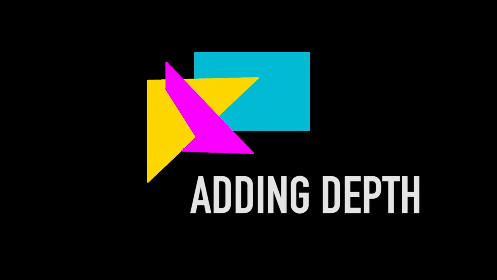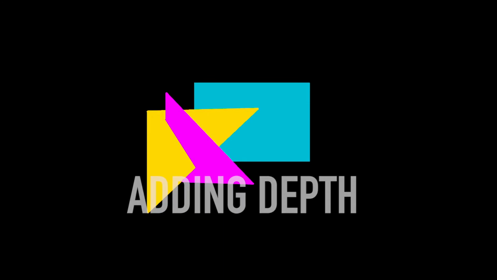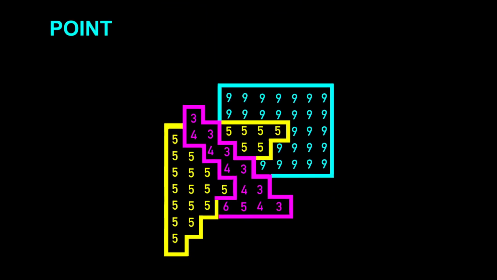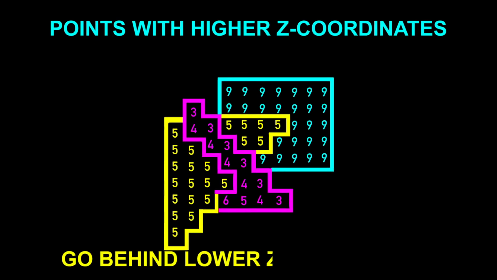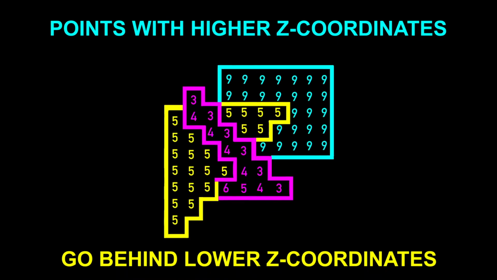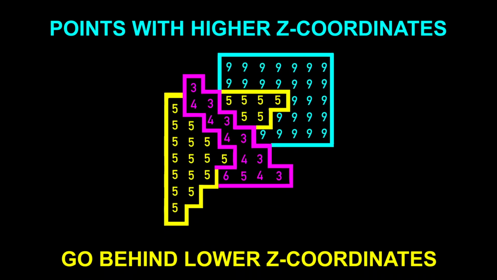Consider a third axis, the z-axis. This axis goes into the screen, and the lower the z-coordinate of a point, the closer that point is to you. So this image would look like this in the depth buffer. Points with higher z-coordinates go behind points with lower z-coordinates. You only draw a point if its z-coordinate, that is, its depth coordinate, is the lowest depth coordinate at that xy value.